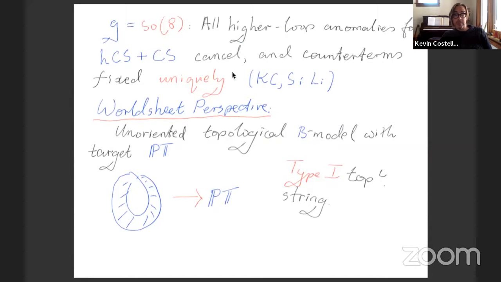So from the point of view of the worldsheet, what we're studying is the topological B model. We target the twistor space, but it's unoriented. So it's just like the type 1 string in 10 dimensions. It's a type 1 topological string. Okay, any questions then?